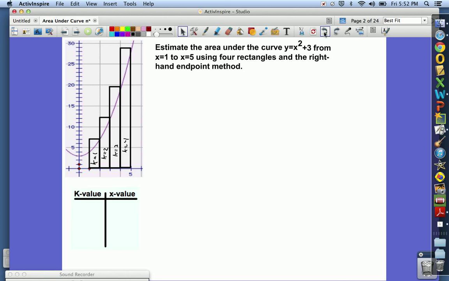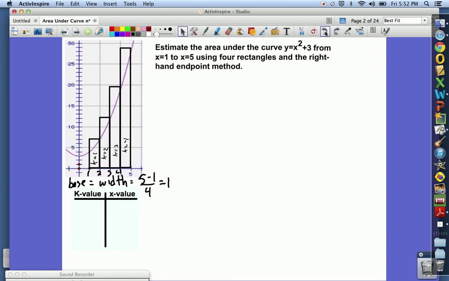Let's find the width of each rectangle by subtracting the lowest x value in the interval from the highest x value in the interval. So the base of the rectangle, which is also the width, which is also called delta x, would be given by (5 minus 1) over 4, or 1. So the width of each rectangle in this particular case is 1.